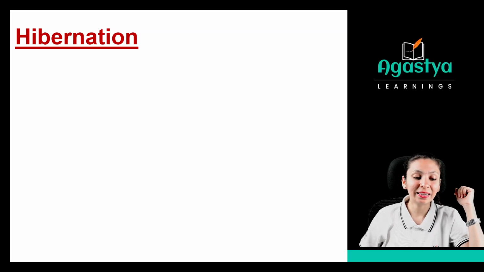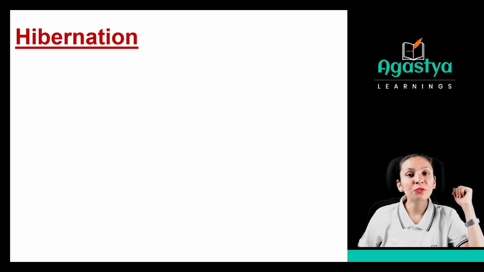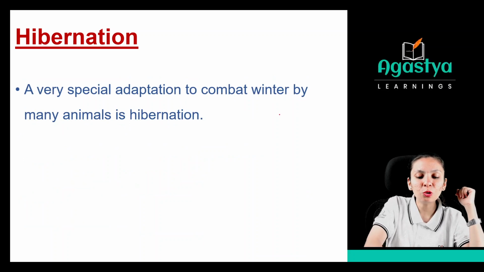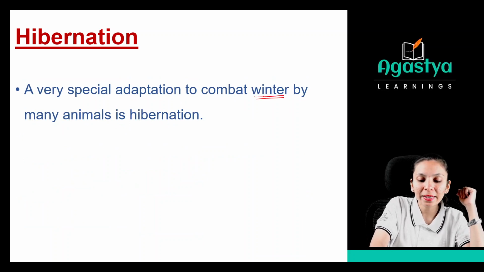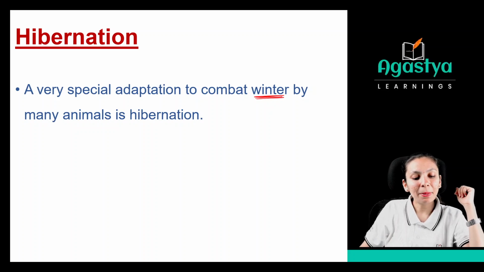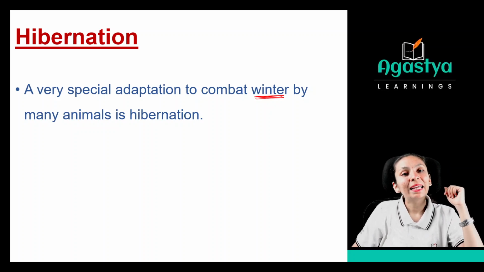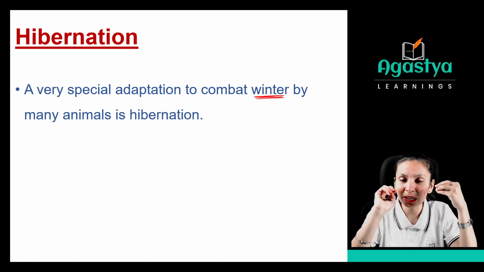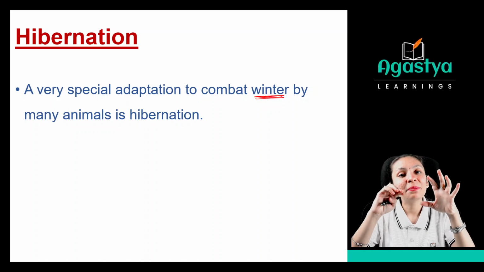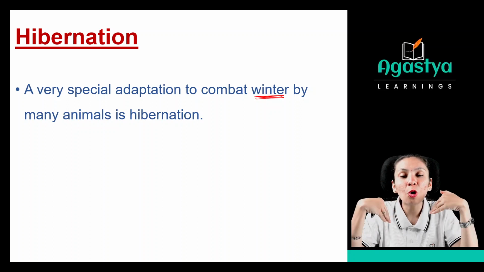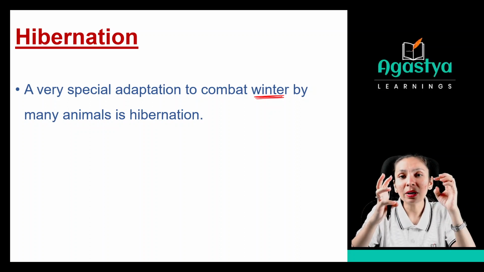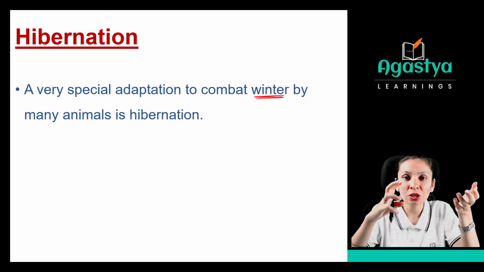Now the next thing is hibernation, right? So what is hibernation? That is something important and you have to remember that part too. See, a very special adaptation to combat winter by many animals is called hibernation. Hibernation is the special adaptation with which the animals try to combat the winter season. They can survive in the winter season, right? So how can they survive? What kind of adaptation feature is there?